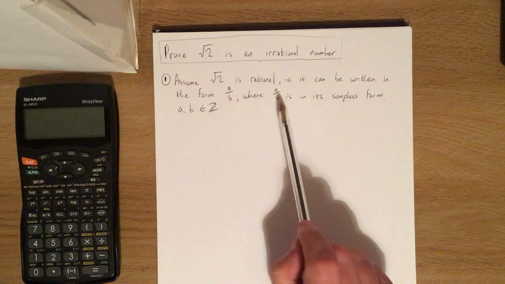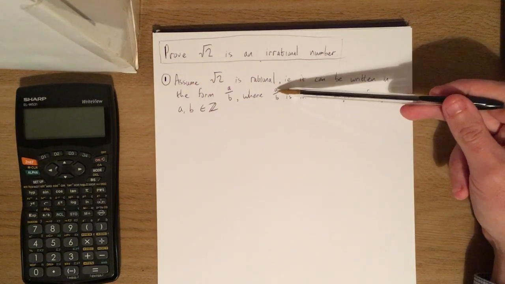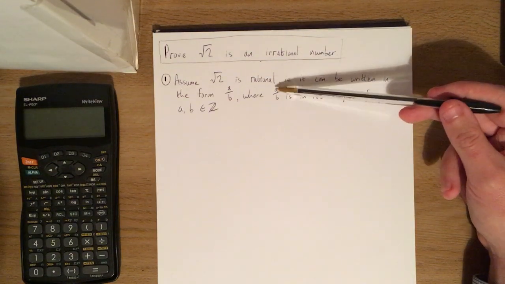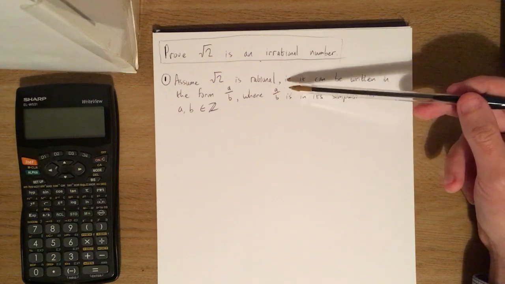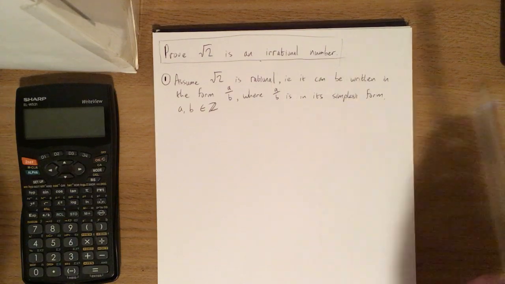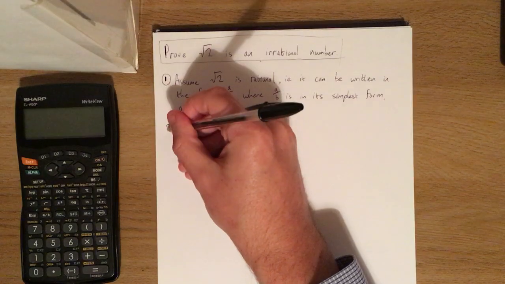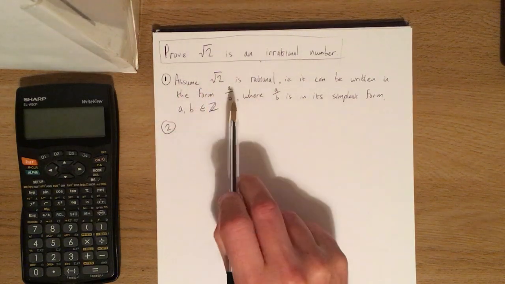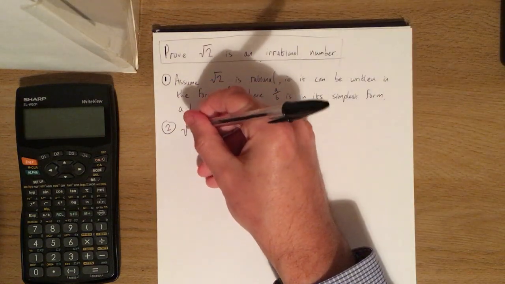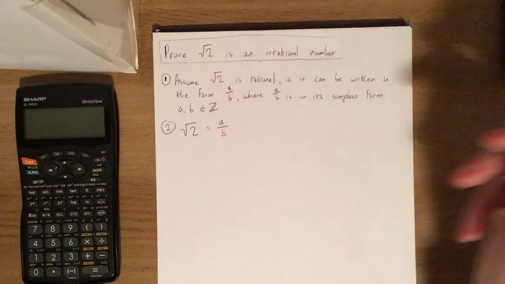So a over b in its simplest form just means it can't be simplified anymore. Okay, so a and b have no common factors. You'll see it written like that sometimes, that a and b have no common factors, or co-prime, or other words like that. I think this is the easiest way to state it though. Grand. So our starting point then in step 2 is just that root 2 is equal to a over b. So I'm saying I can write root 2 as a over b.